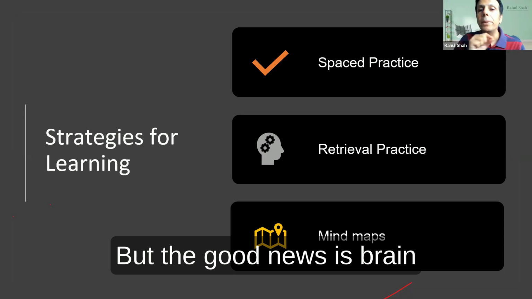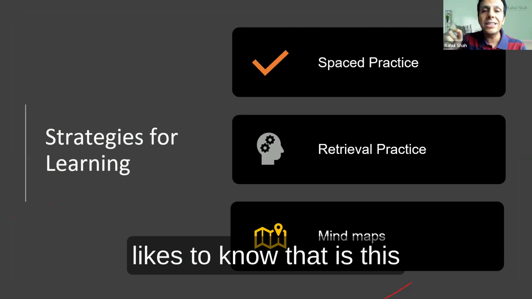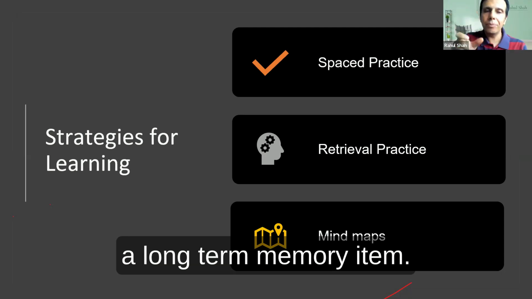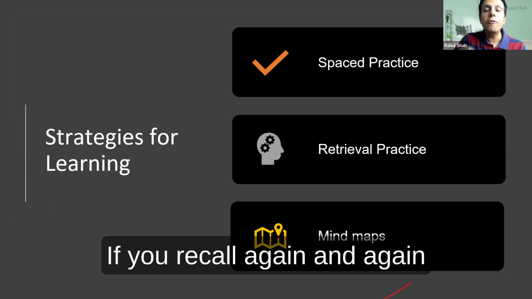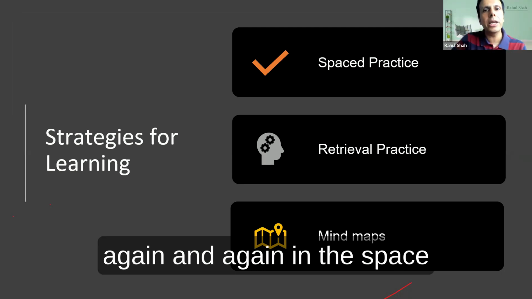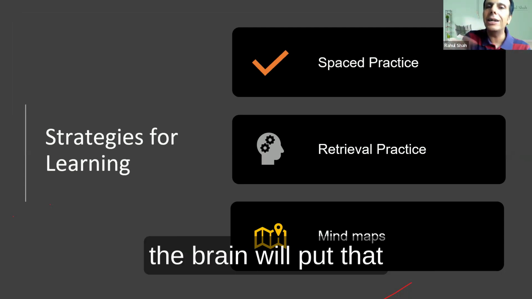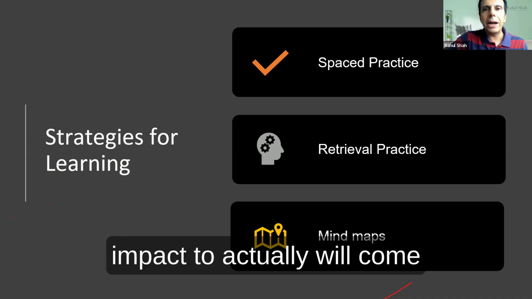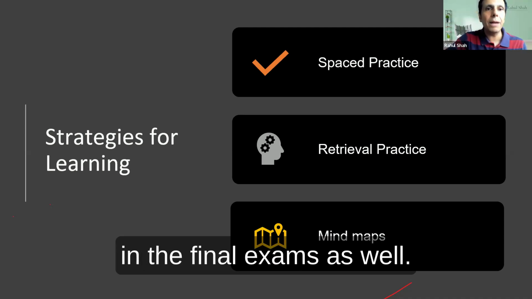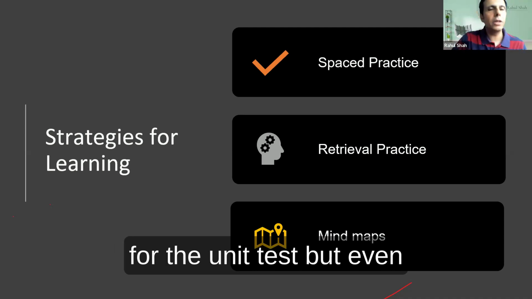But the good news is brain likes to know that is this a long-term memory item. And if it's a long-term memory item, only he will come to know it's a long-term memory item if you recall again and again. And if you recall again and again in the space, the brain will put that into long-term memory. And हमें एक टेस्ट करना है यूनिट टेस्ट का, उसका हमारा impact तो actually will come in the final exams as well. You're not just studying for the unit test, but even for the final exam.